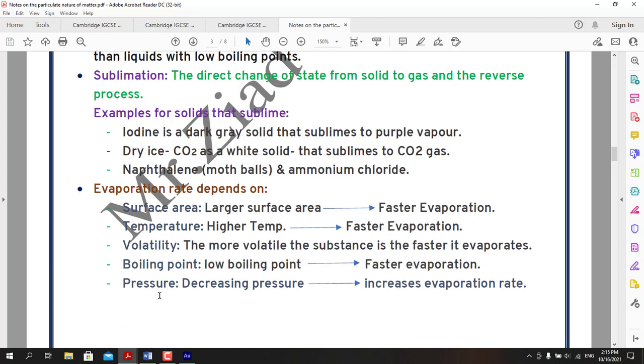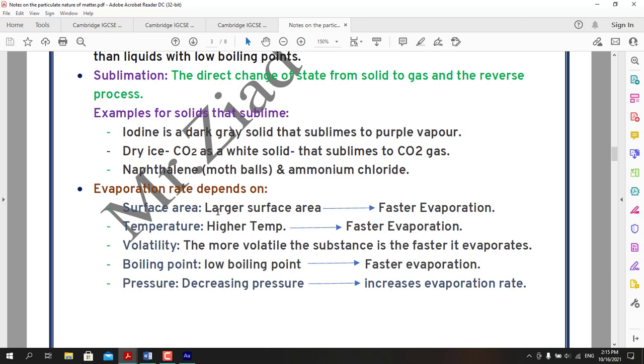The surface area. If we have a larger surface area, the evaporation will occur faster. Why? Because the number of particles exposed to the higher temperature is more, meaning that these particles will gain more energy faster, and hence they will break the intermolecular forces attaching them to the other particles next to them, and they will turn into a gas faster.